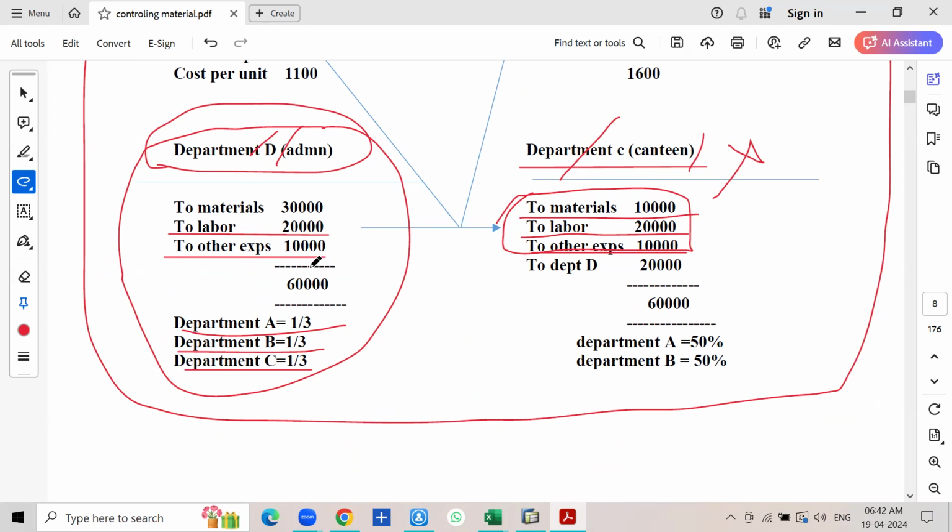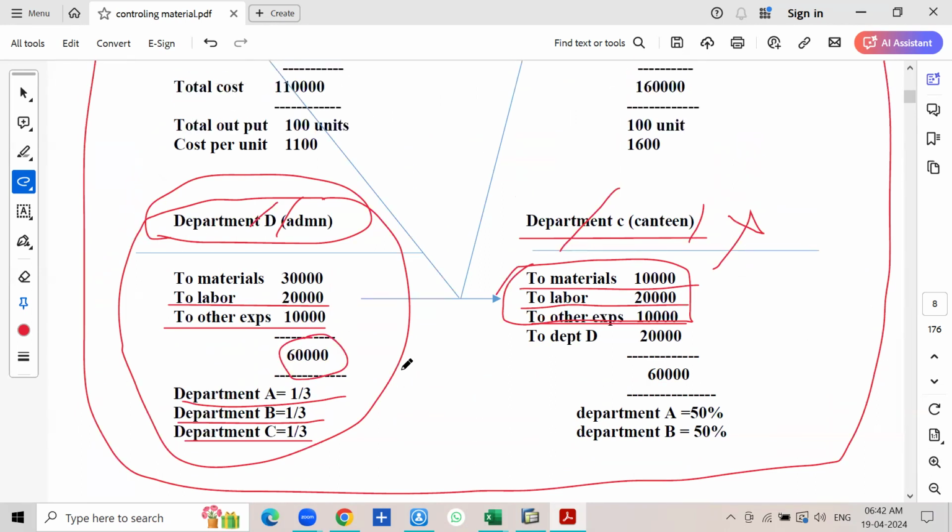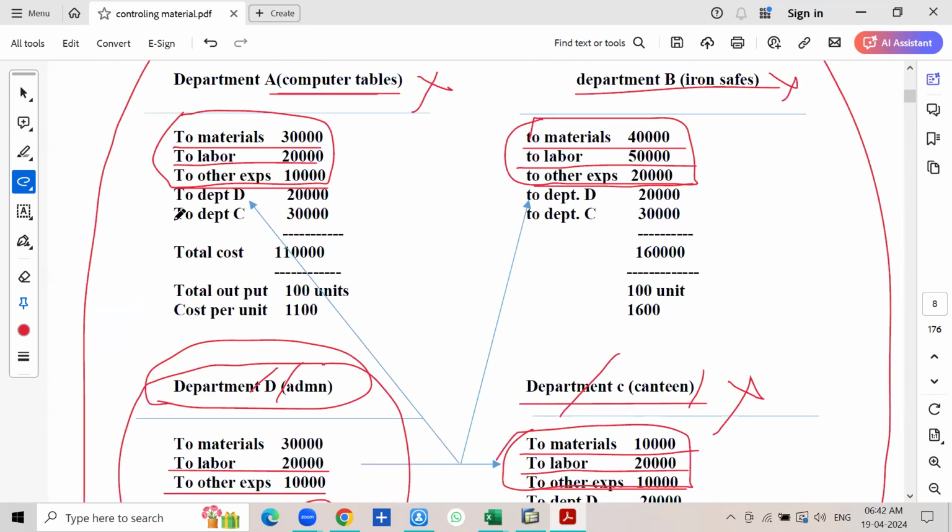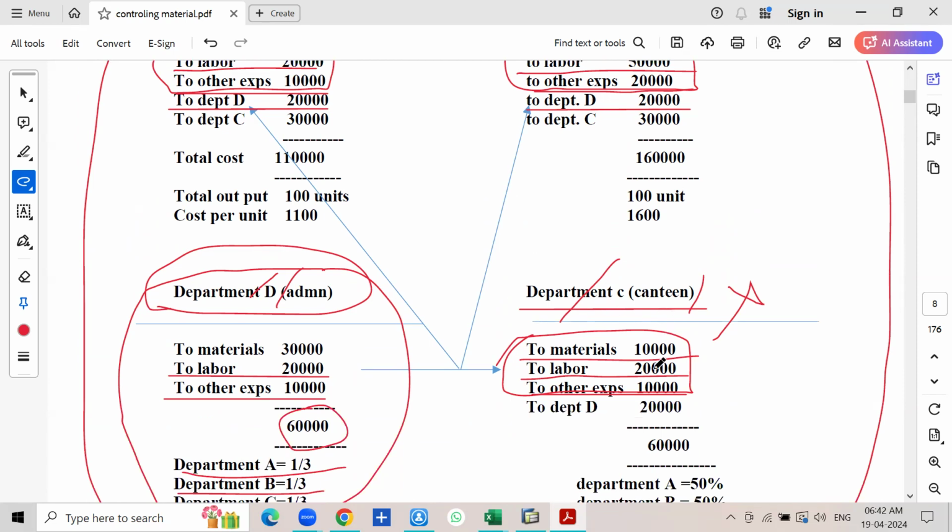So the total cost of department D is 60,000, right? Now 1/3 to department A means 20,000. In the department A to department D 20,000. In the department B again to department D 20,000. So 1/3 of 60,000 is transferred to other departments, right? And the canteen department C to department D 20,000, right?